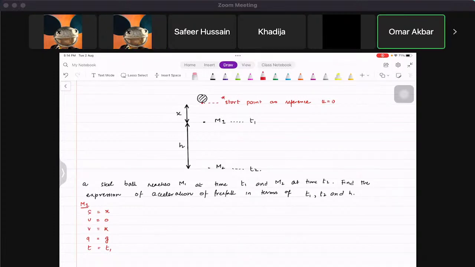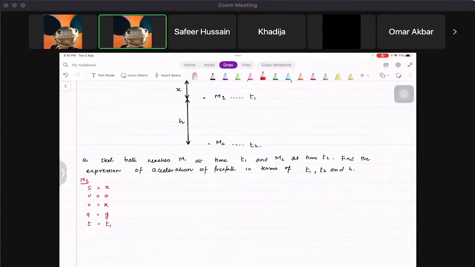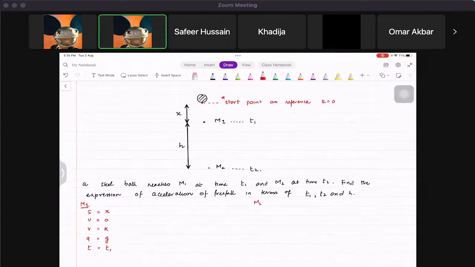Yes, sir. Now just remember that we'll do it for M2 separately, just to show you what I'm trying to achieve. For M2, when you do SUVAT, you're going to start with the same reference, which means now the displacement is going to be x plus h, because you want u to be 0. If we take it from M1, you don't know exactly what the initial velocity was at M1, so we can't do that. This is not known. Acceleration of free fall is g, and time is t2. Is it clear, everybody? So always take the starting point as reference.